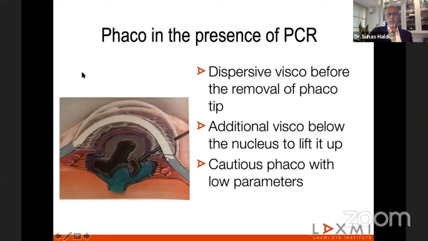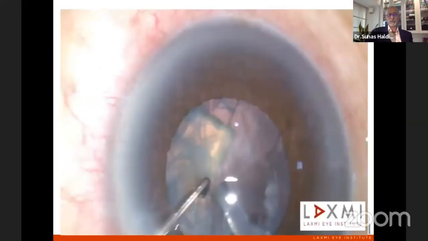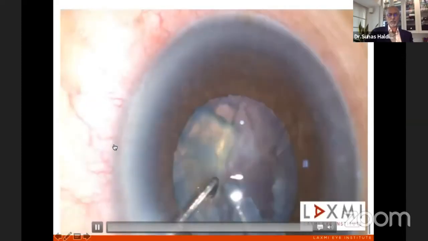Now, managing PCR, and when you're doing FECO, you have to use dispersive visco before the removal of the FECO tip, as I said before, additional visco below the nucleus to lift it up, and cautious FECO with low parameters. Now, let's look at this case.